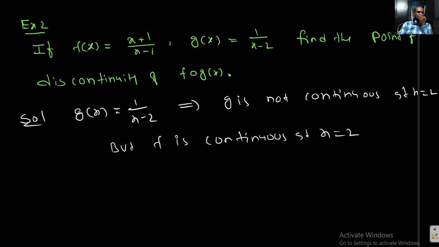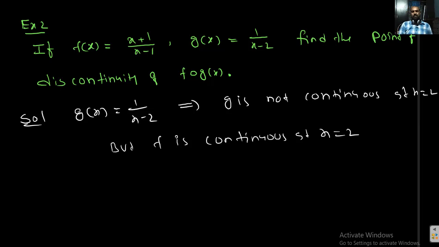Observe, at x equal to 2 it is continuous, at x equal to 1 it is not continuous. That is not a big problem for us. We want to find the continuity of g circle f of x only, so you don't want to include that 1. f is not continuous at x equal to 1, but g is not continuous at x equal to 2. So at 2, f should be continuous, then only you can find the continuity of g circle f of x. g is not continuous at x equal to 2, but f is continuous at x equal to 2.